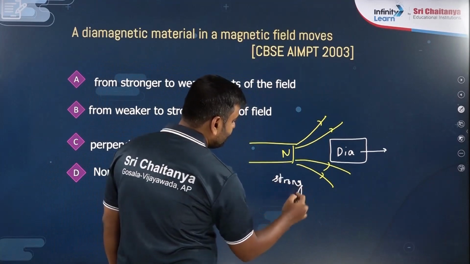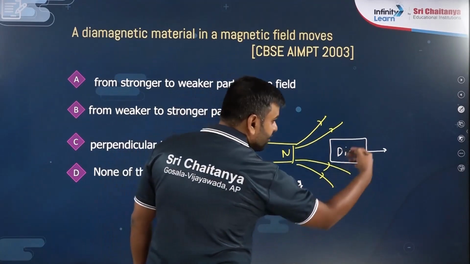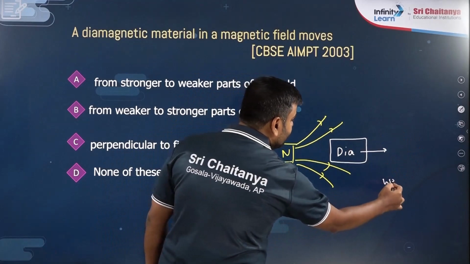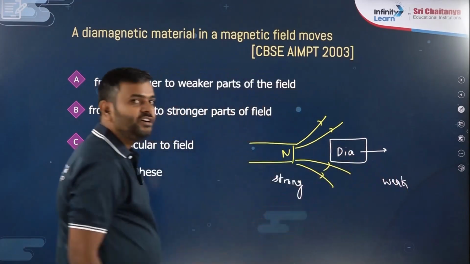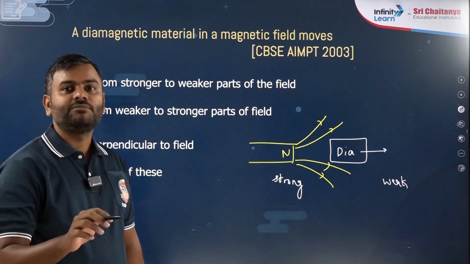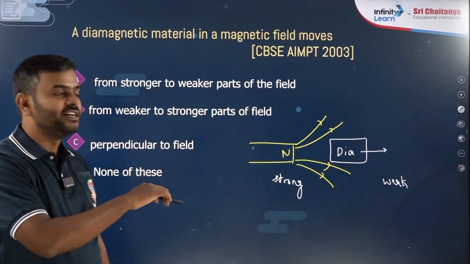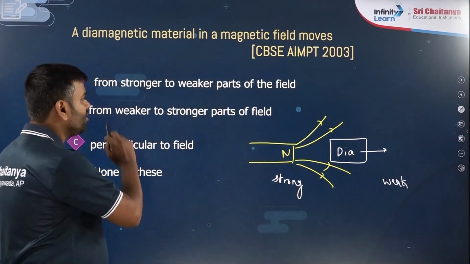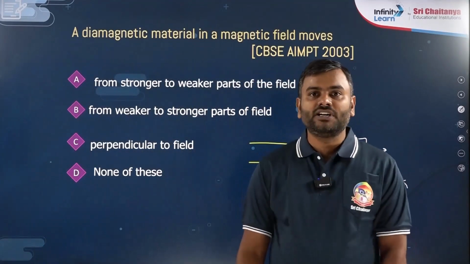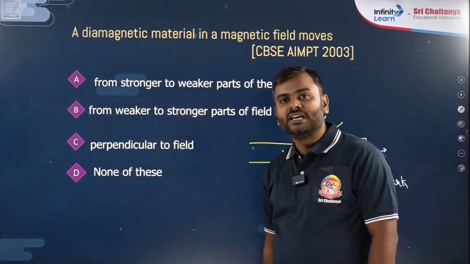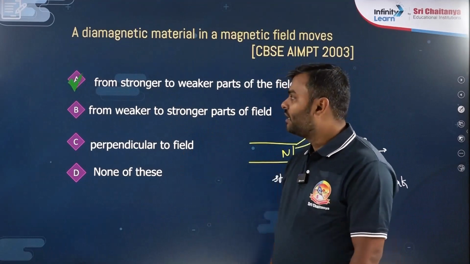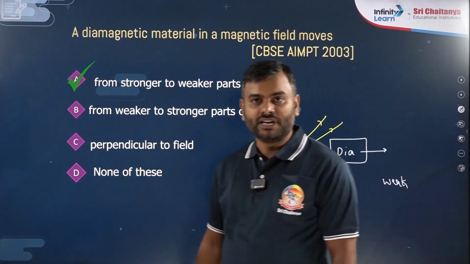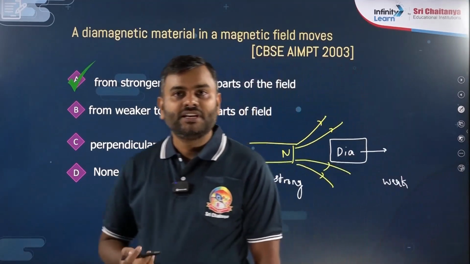And you can see that near the pole we have a strong field, and away from the pole we will have a weak field. So what is the movement of this diamagnetic material? Diamagnetic material is moving from strong magnetic field region to weak magnetic field region. So what is the correct option? From stronger to weaker part of the field. It means A option is the correct option. I hope you have understood that. Okay. So let's move to the next question.